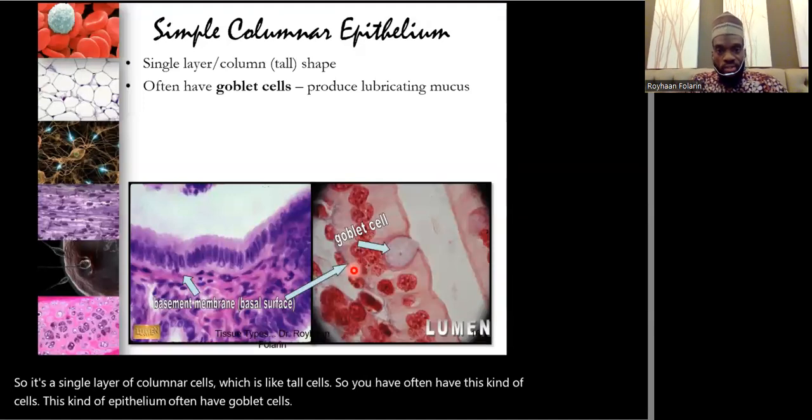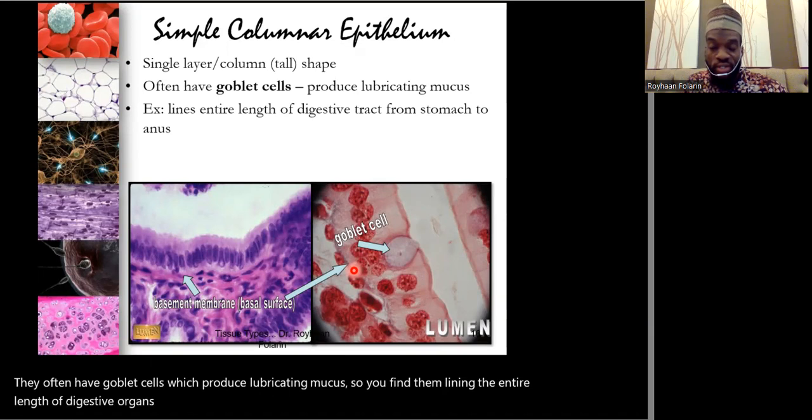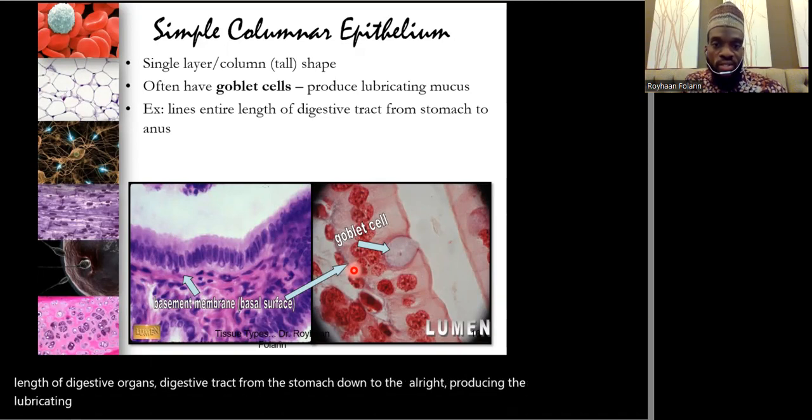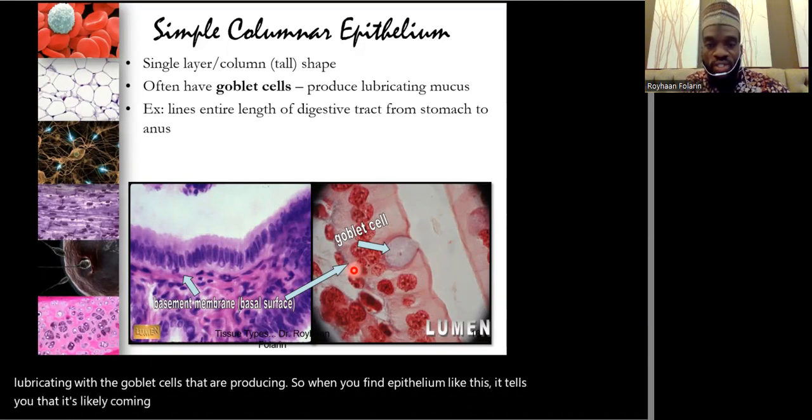Often have goblet cells which produce lubricating mucus. So you find them lining the entire length of the digestive tract, from the stomach down to the anus, with the goblet cells producing lubricating mucus. So when you find epithelium like this, it tells you that it's likely coming from the gastrointestinal tract.